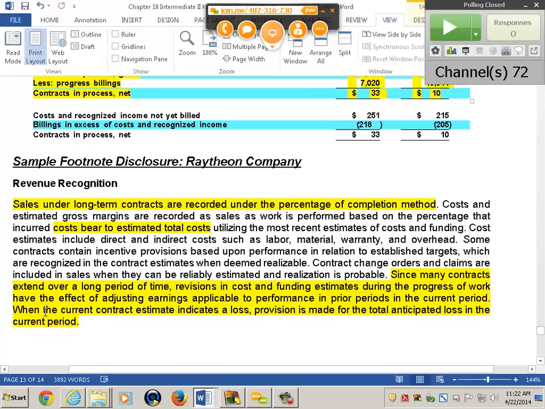Okay. Now, any questions on the first exception to recognizing revenue at the point of sale, which is the percentage of completion? And completed contract, of course. Okay, just want to make sure we cover those disclosures.